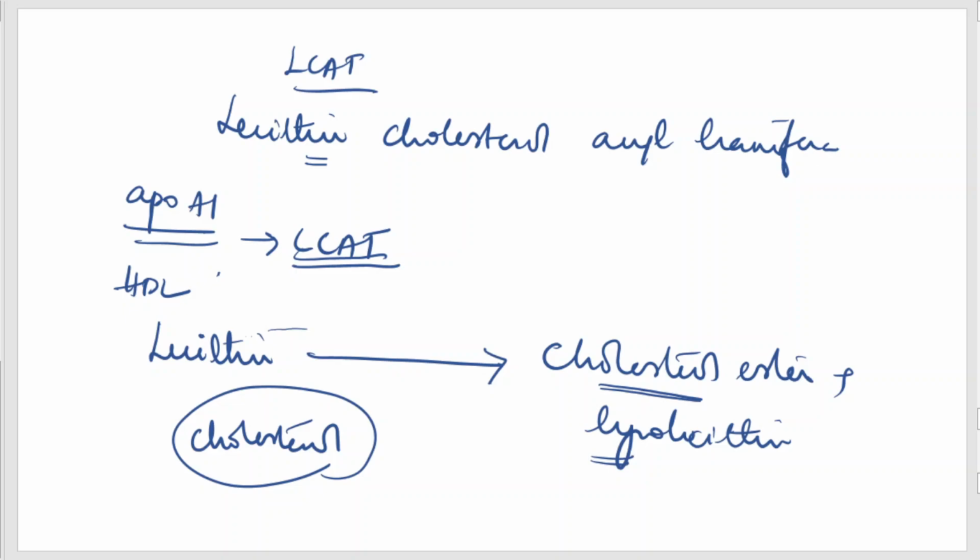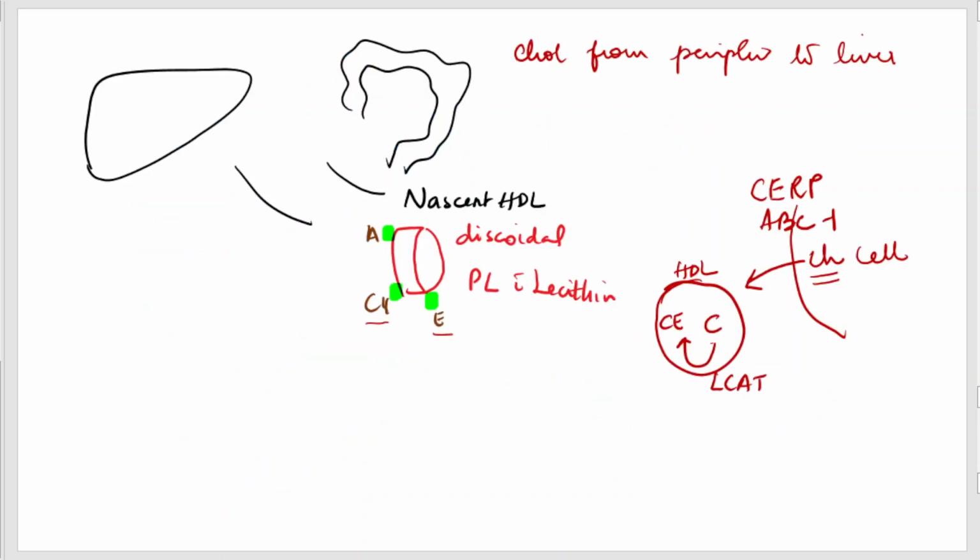So ApoA1 in the HDL molecule activates the LCAT, right? Now what happens here? The cholesterol is trapped inside as cholesterol ester inside the HDL molecules. Now this HDL molecule gains more cholesterol ester, so it will have more lipid content. Now it becomes spherical as it acquires more cholesterol from all the tissues. This spherical mature HDL will be called the HDL3.